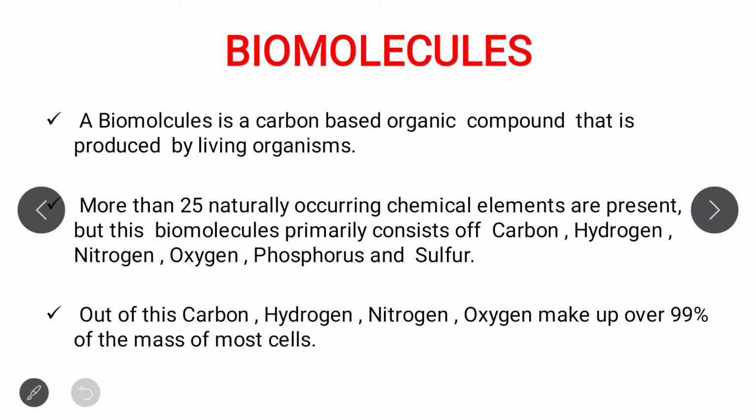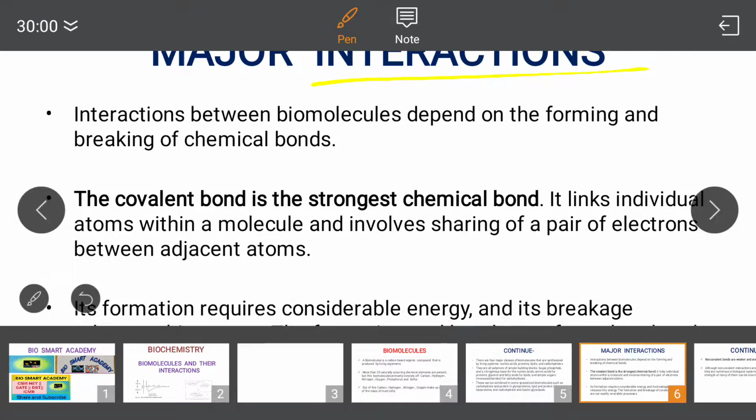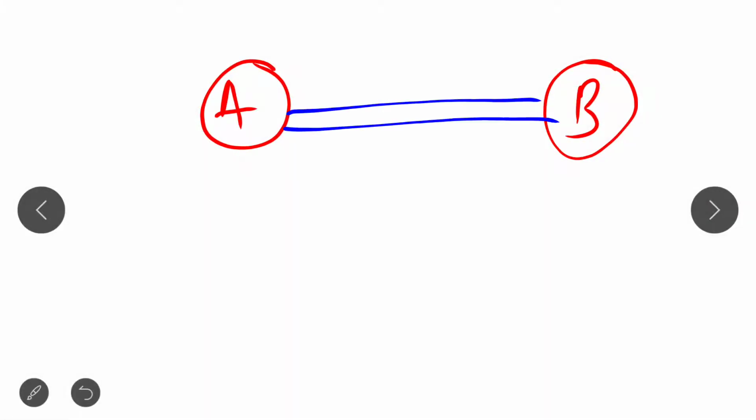Now let's move to the important topic, that is interactions. We have to study this interaction, especially the non-covalent interaction. First of all, you should know what an interaction is. Suppose this is molecule A and this is molecule B. Now these two molecules should interact with each other. For the interaction of these two molecules, it needs some amount of energy, some amount of force.